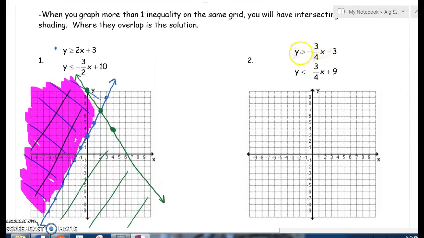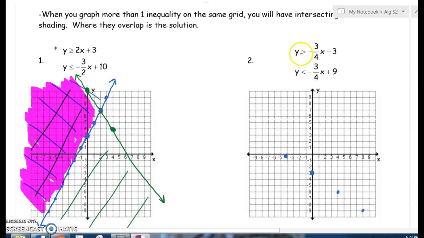If you look at this one, you've got y is greater than negative 3/4 x minus 3. So the y-intercept is negative 3. The slope is negative 3/4. So you can go down 3 and right 1, 2, 3, 4. And you can do that several times if you want. Down 3 and right 1, 2, 3, 4. You can also go up 3 and left 4 if you'd like.